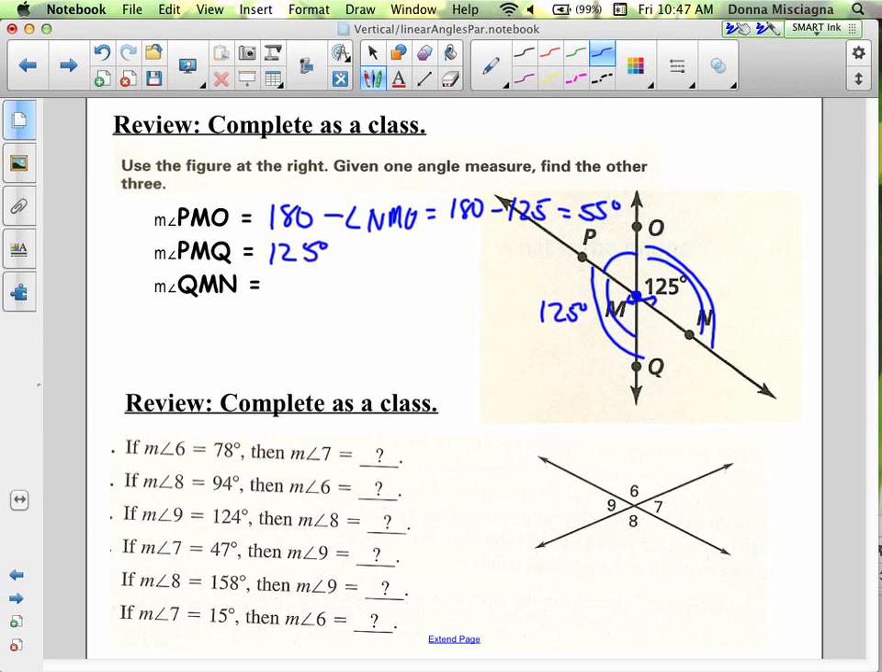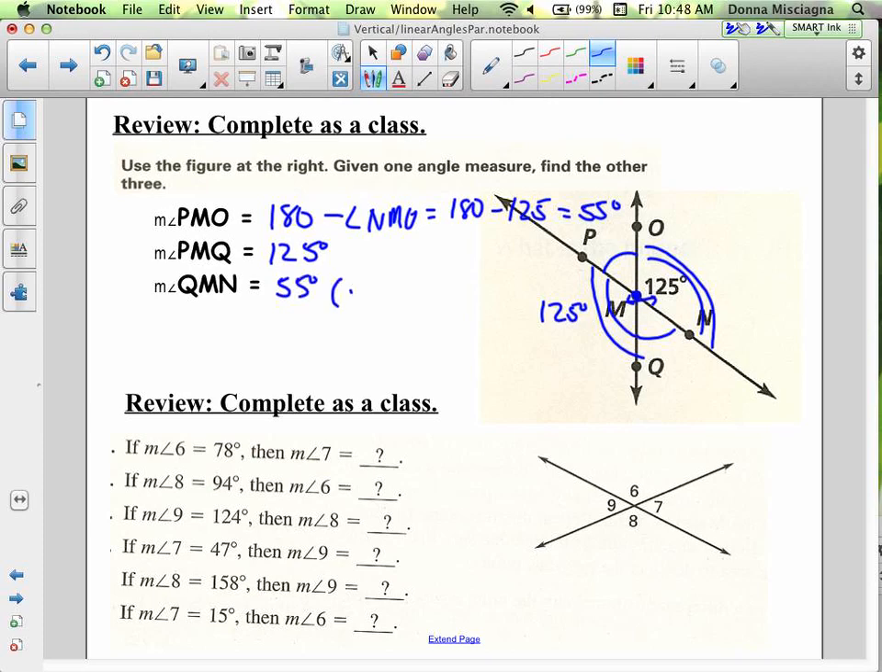125 degrees. And then lastly, angle QMN. So that's the angle right here. Now you have two ways to find that. You can either find that as part of a linear pair, or you can just remember that it's vertical angles with angle, what we already found, angle PMO. So since angle PMO is 55 degrees, so is angle QMN.